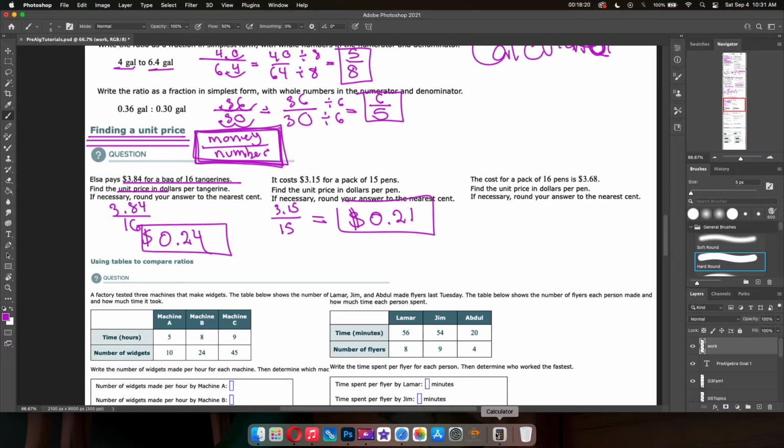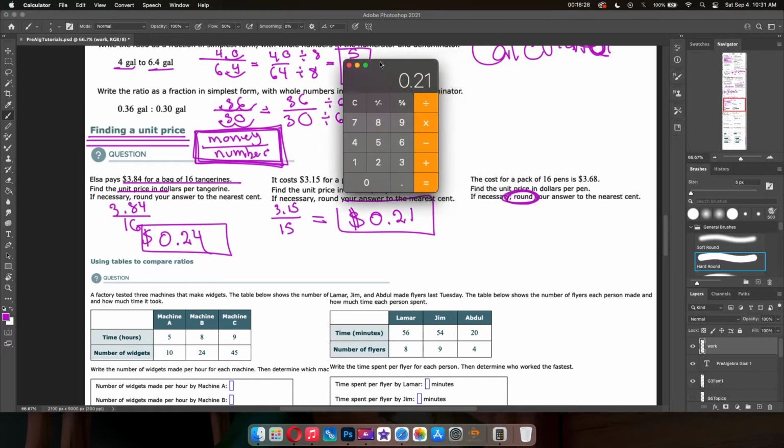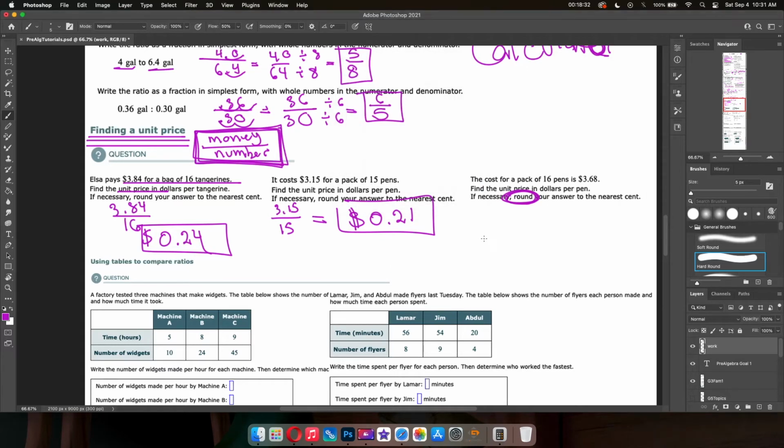We've been lucky so far. We haven't had to do any rounding, but I am nervous because they do say rounding, and my brain tells me that at some point we're going to get some ugly decimal that we're going to have to round. Maybe we're lucky. Next, you notice for this one, they tricked us because they didn't give it to us in the right order. So a reminder, money goes on top, 3.68 divided by 16.